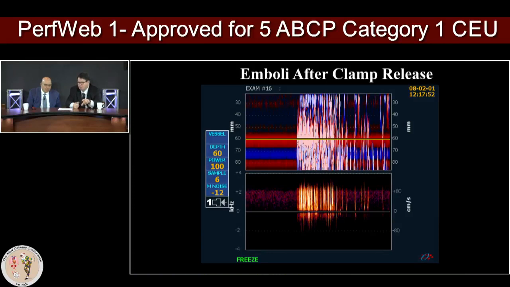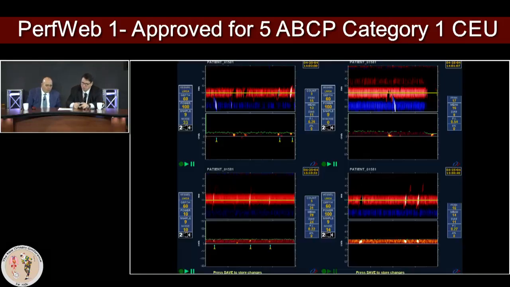This is an emboli. So when you release your clamp and you see a bunch of emboli, what's really interesting is that while we are doing the perfusion, we have a perfect way of sizing the emboli. So this is where you are talking about sizing emboli. You do have a non-pulsatile waveform while you are on pump, so while you are on pump, you can see the different sizing material.